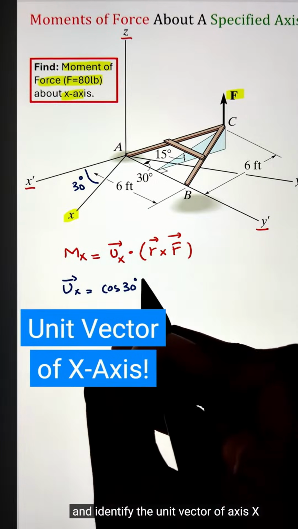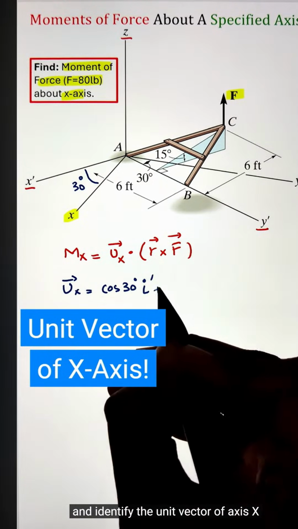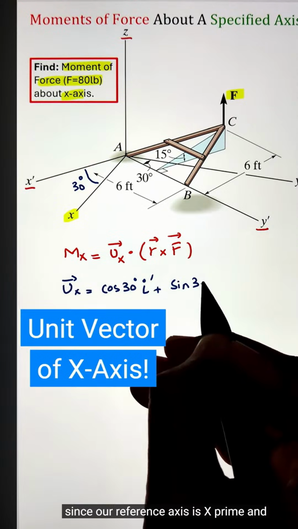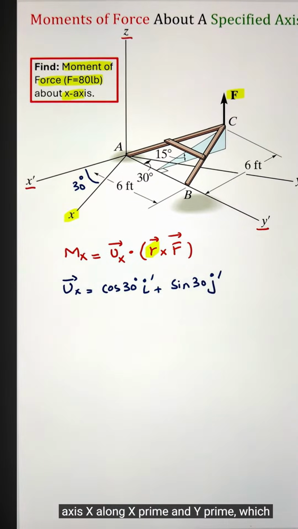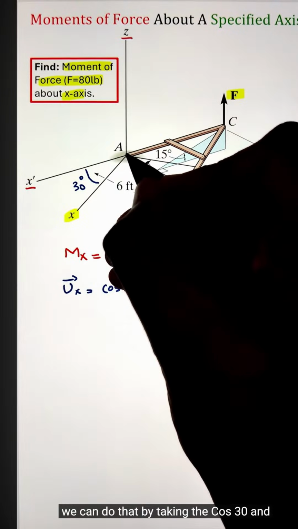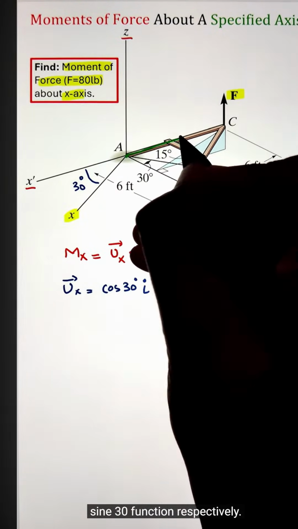Next, let's identify the unit vector of axis x. Since our reference axes are x prime and y prime, I need to project our axis x along x prime and y prime, which we can do by taking the cos 30 and sin 30 functions respectively.